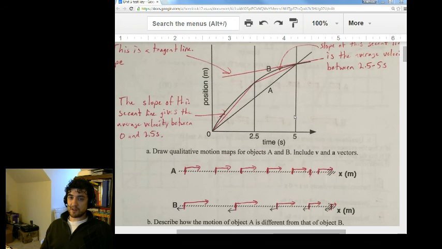You could go into some particular details, such as B is traveling faster at the beginning and slower at the end.